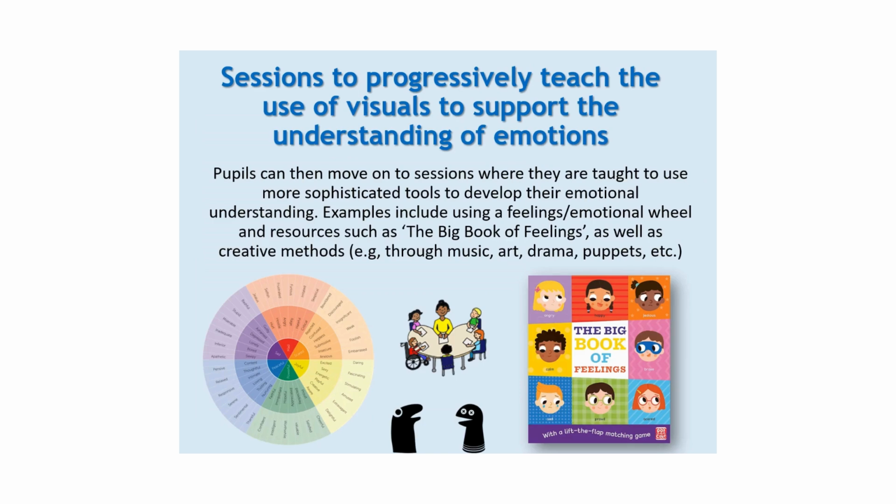Sessions to progressively teach the use of visuals to support the understanding of emotions. Pupils can then move on to sessions where they are taught to use more sophisticated tools to develop their emotional understanding. Examples include using a feelings or emotions wheel and resources such as the Big Book of Feelings, as well as creative methods, for example through music, art, drama, and puppets.